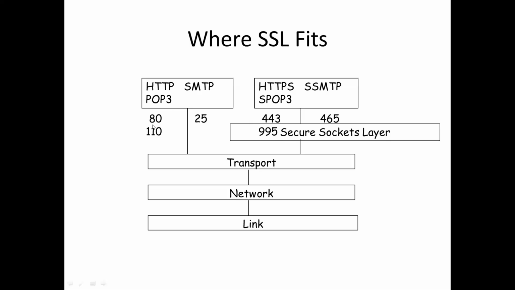We know the HTTP port number is 80, POP3 port number is 110, SMTP port number is 25. The secure versions of these protocols are HTTPS, which uses port number 443, secure SMTP, which uses port number 465, and secure POP3, which uses port number 995. Okay, so these are the secure versions of the existing application layer protocols.